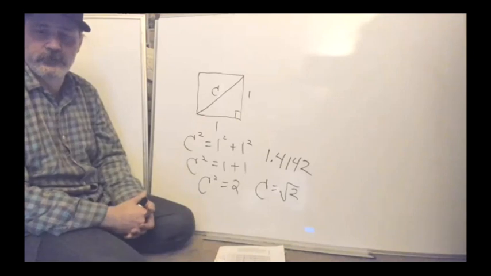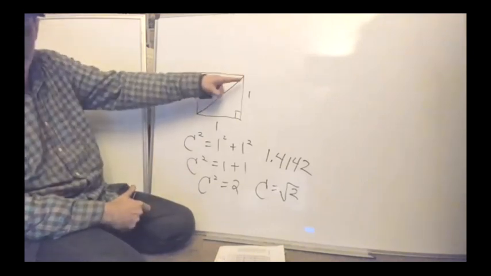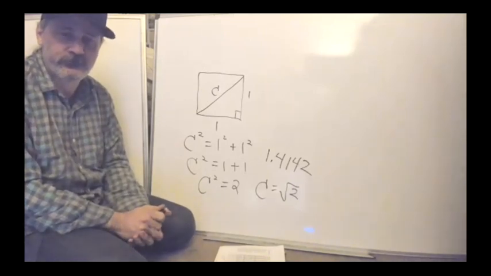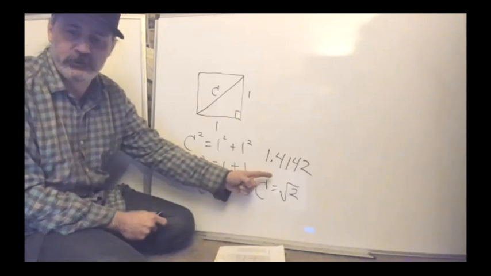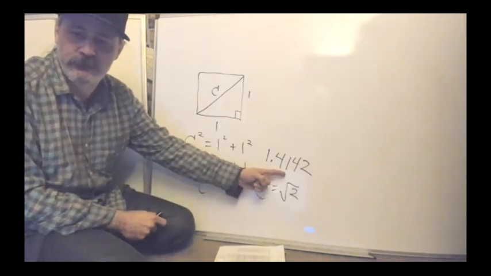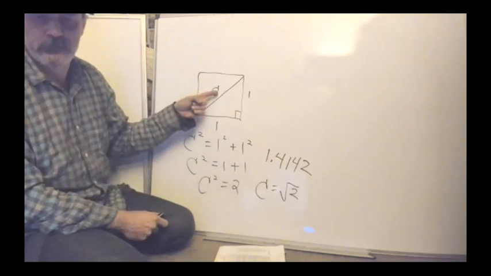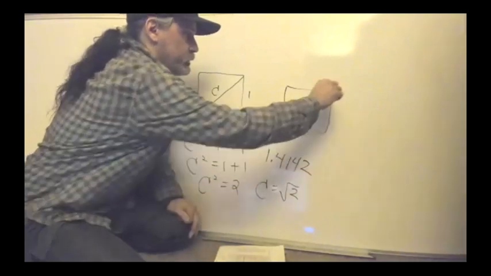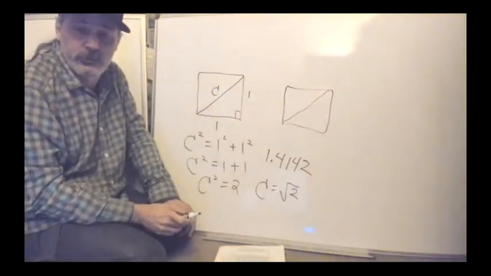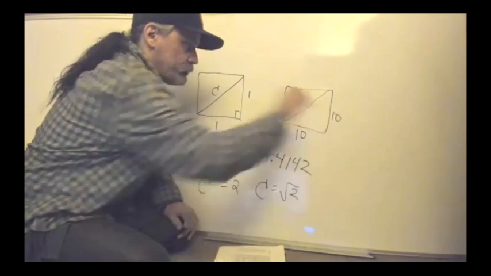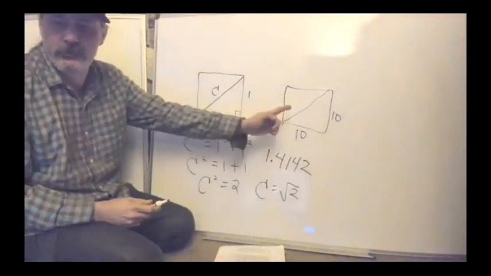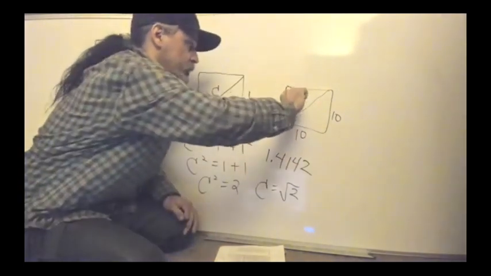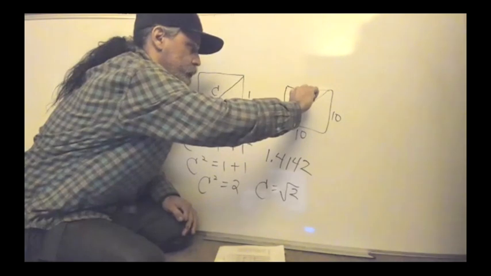So how is this important? Well, finding the diagonals in agriculture and in construction is very important. What we just found out is the diagonal is always 1.4142 times bigger, right? So if you had instead a square that was 10 times bigger, well, the diagonal is always 1.4142 times bigger than the side of the square. So that means the diagonal is 14.142.